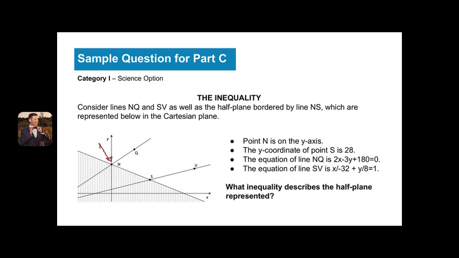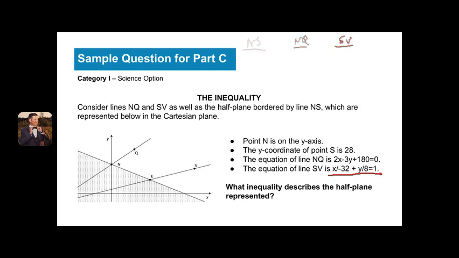It is important to always label things clearly in these questions. I always instruct my students to put headings for each of the different line segments, and then beneath that, the information that you know about each of those segments. So we have NS, and we have NQ, and we have SV. And what do we know about those? What can we use with them? You can see right here the equation of the line SV is that.